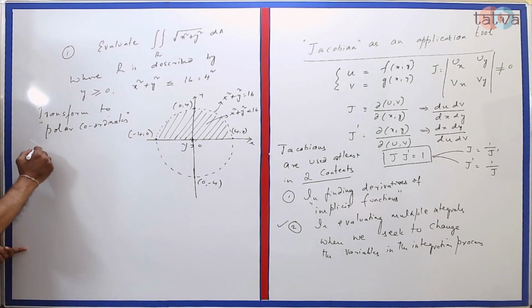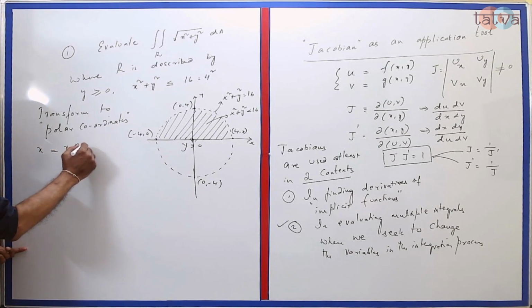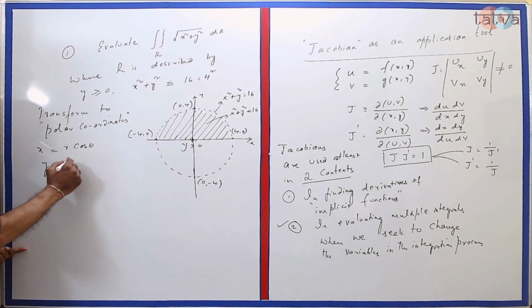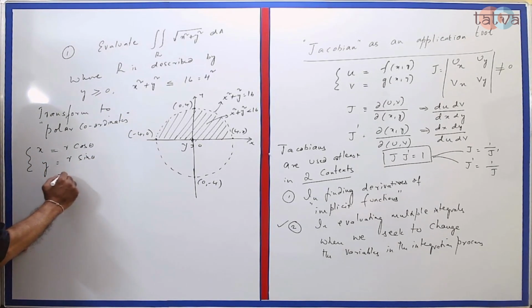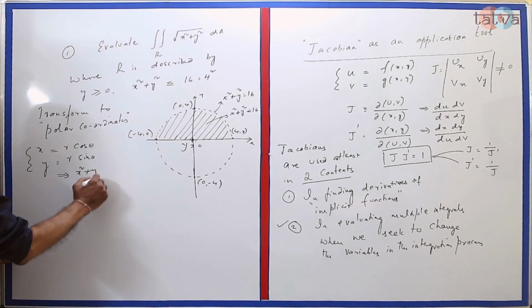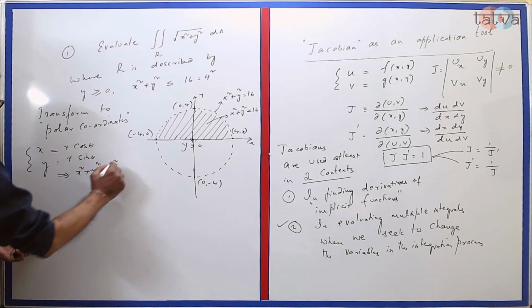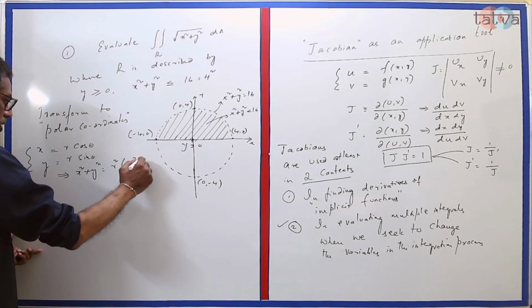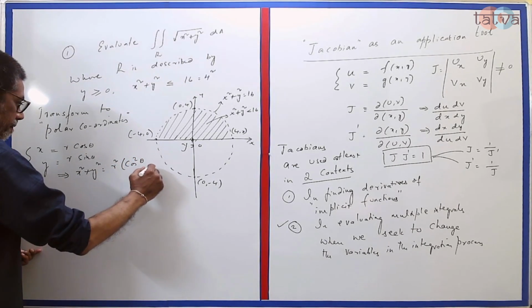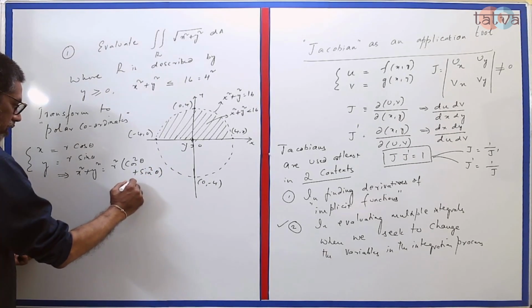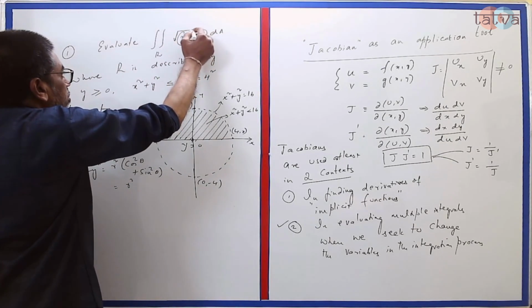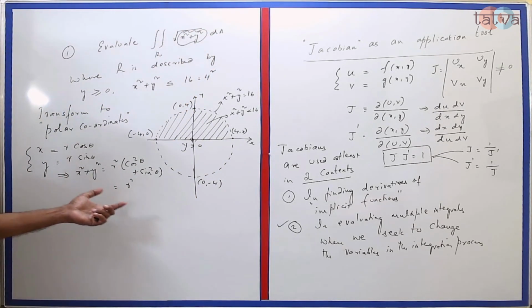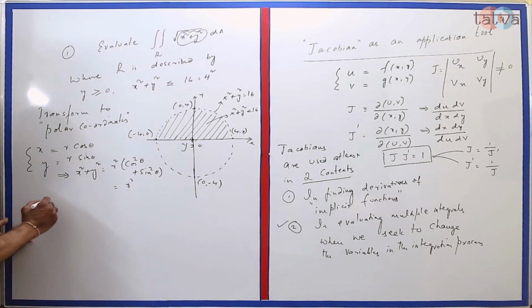How does that happen? It happens through the transformation equations. x is r cos theta, y is r sin theta, and as an immediate consequence of this, x squared plus y squared would be r squared times cos squared theta plus sin squared theta, which reduces to r squared. How is this useful to us? The x squared plus y squared here would be reduced to r squared. Not just that, now comes the Jacobian. This is the reason why I have selected this topic.